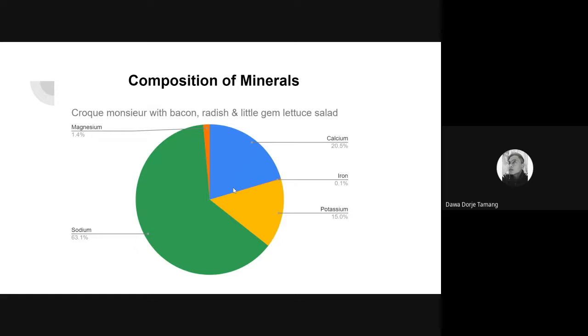So this is the composition of minerals. The sodium content in this food is really high, which is 63.1%. And the calcium is the second highest mineral that we can find in this food, which is 20.5. The potassium found in this food is 15.0. And the least is iron, which is only 0.1%. Next slide.